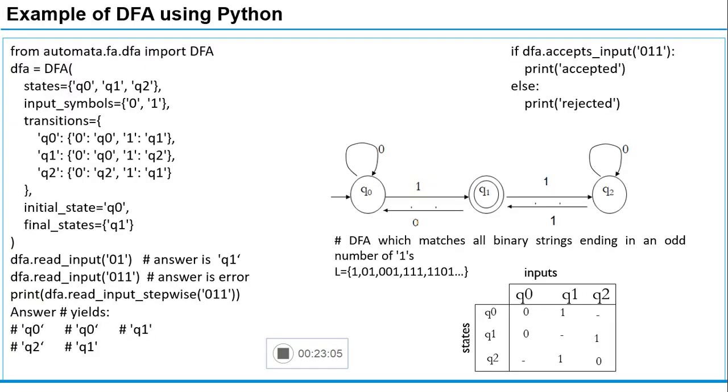We will take a simple example, then we will see how this particular DFA has been implemented with the help of Python. Here I am going to take a DFA which matches all binary strings ending in an odd number of ones. So you should have an odd number of ones. Always, in a substring, if you have an odd number of ones, that has to be accepted. We have to design a DFA.